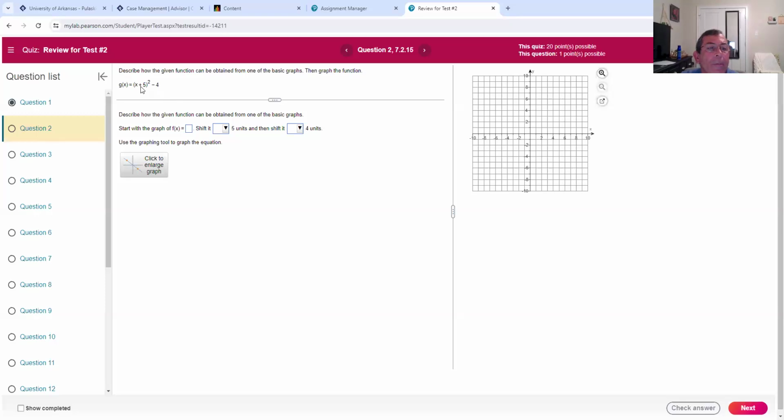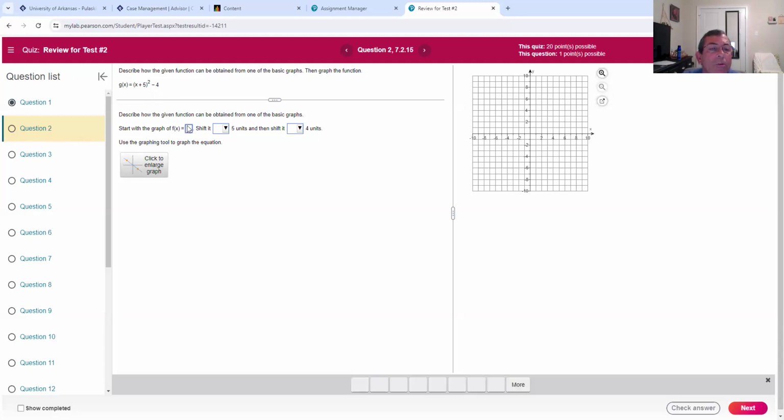So for number 2, I don't have a negative to worry about, so it's not going to reflect. It says start with the graph of f of x equals, well, these are those 7 basic graphs we drew. And I see an exponent of 2 there, so I know this is going to be the x squared graph. Now, inside the parentheses, if it's plus, that's going to move me left. So that's going to shift me left 5 units. And then at the end, if it's negative, that's going to go down. So then it's going to go down 4 units.